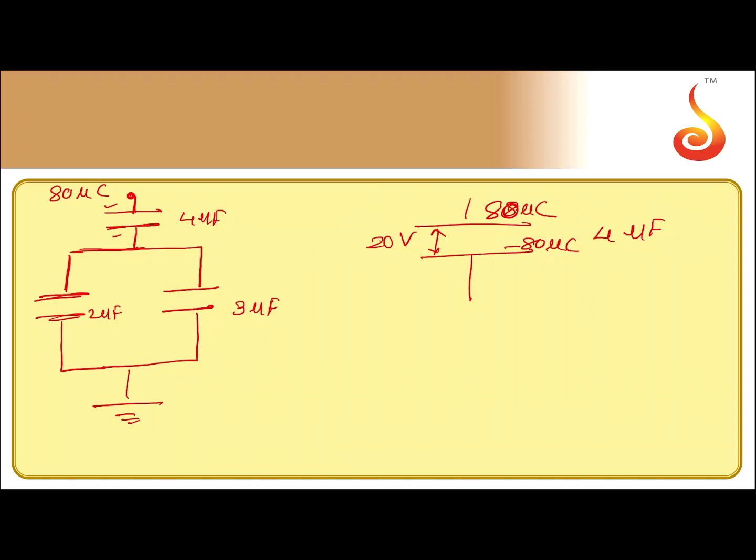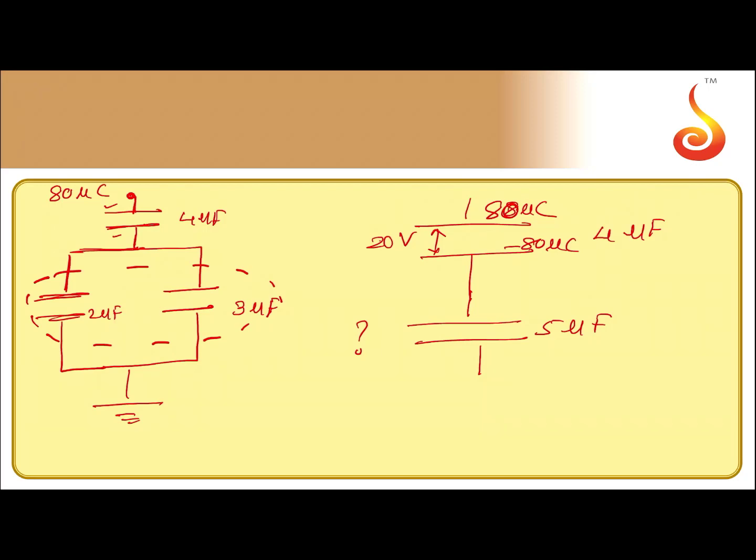And if you look at these two which are connected in parallel, 2 and 3 in parallel is 5. So this is 5 microfarad. What is the potential difference across this? If I calculate that potential difference, I will have the answer, isn't it? So what is that equal to?